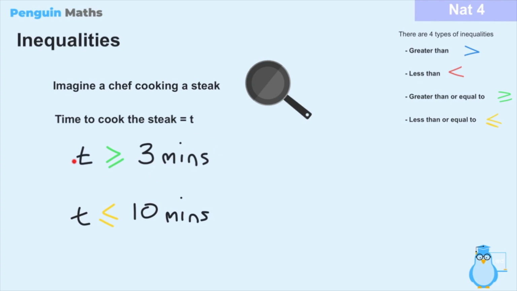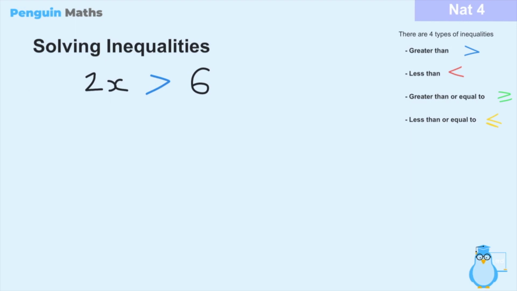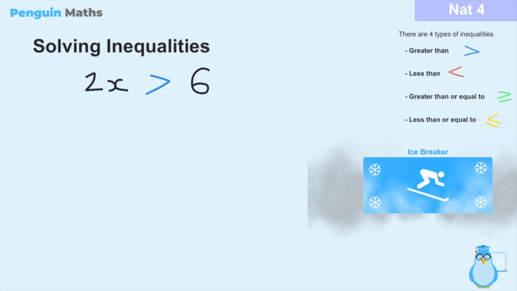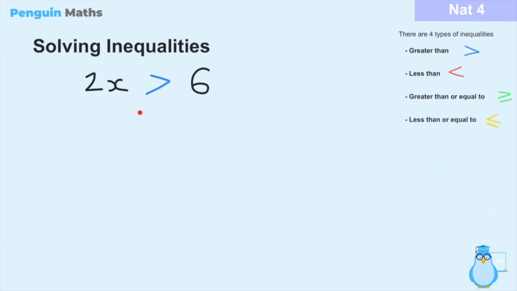So we saw here we've combined two inequalities to solve a problem or set a time range, for example, for a chef wanting to cook a steak. So just like equations, sometimes we're asked to solve inequalities for a certain variable. So have a look at this inequality here.